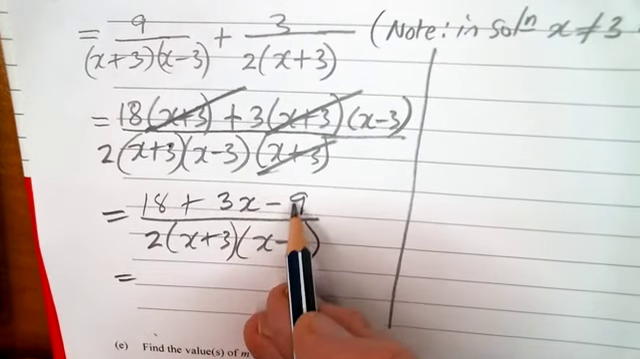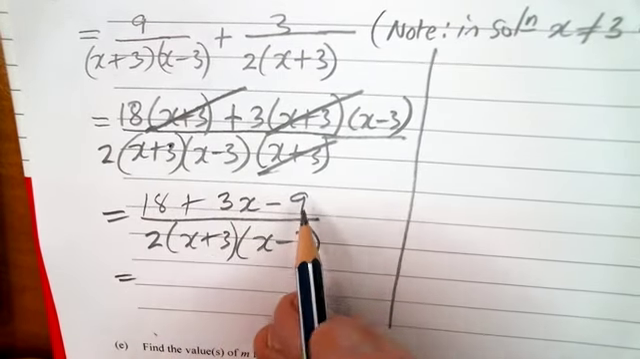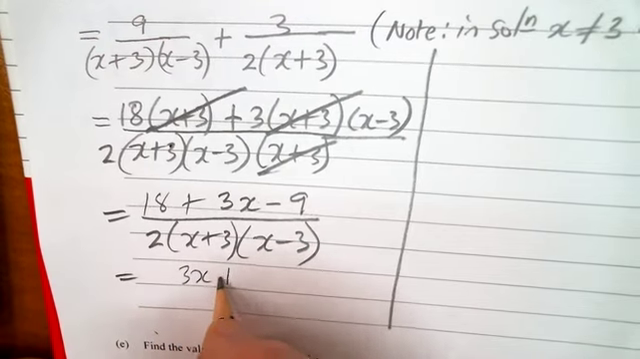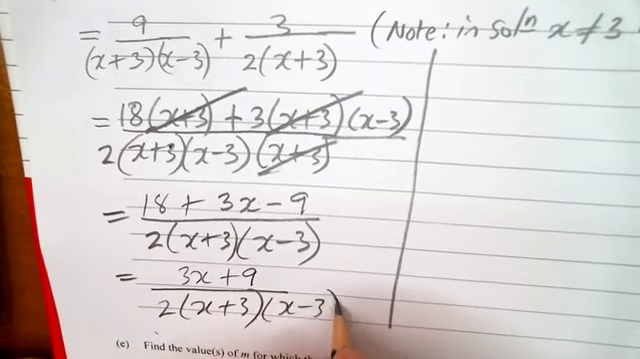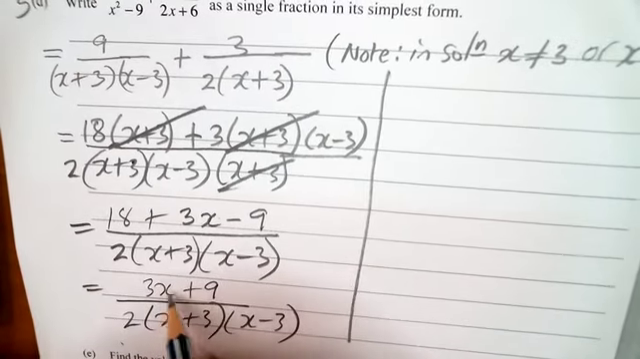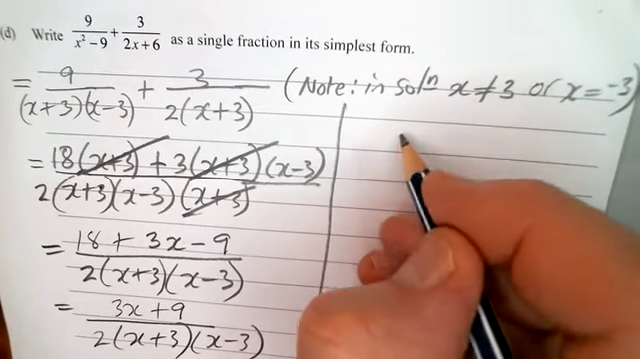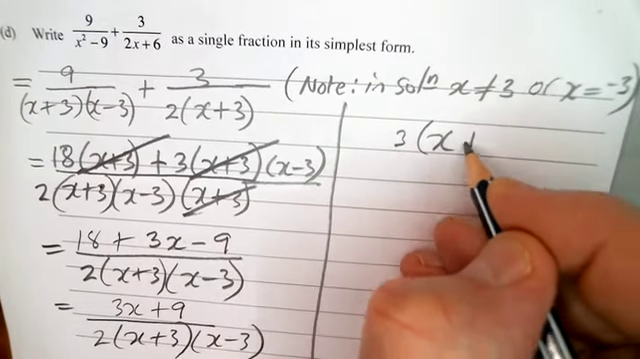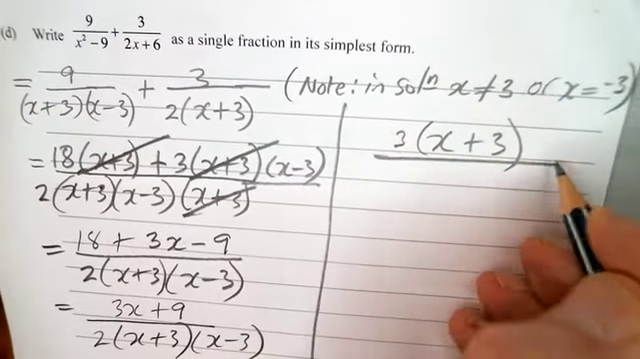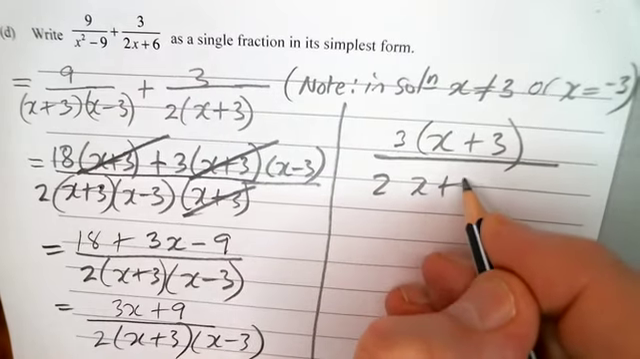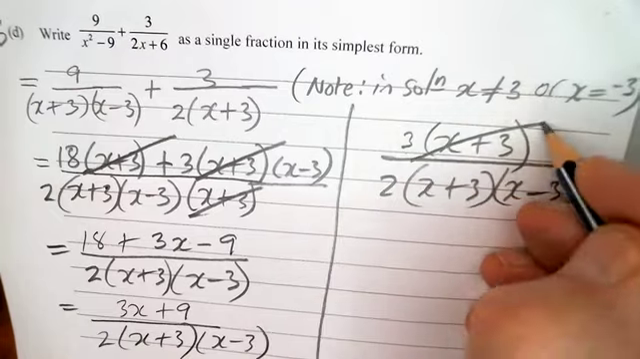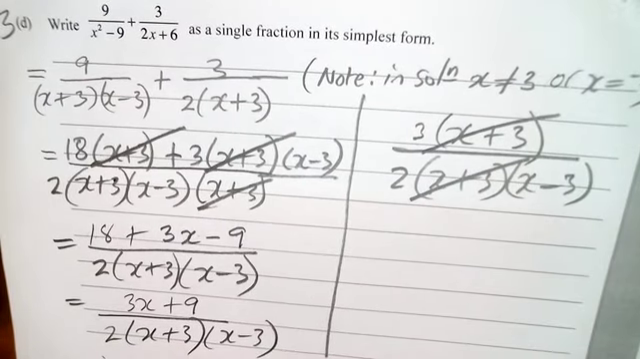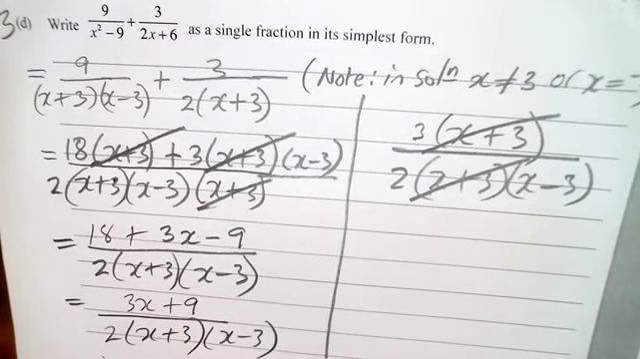18 minus 9 is going to leave me with 3x plus 9 on the top, which is 2 times x plus 3, x minus 3 on the bottom. And I'm going to factorize this bit at the top here. So it's going to be 3 times x plus 3 on the top. And I've got 2 times x plus 3 on the bottom, x minus 3 also on the bottom. And I can cross off these two because x plus 3 divided by x plus 3 is, of course, 1.